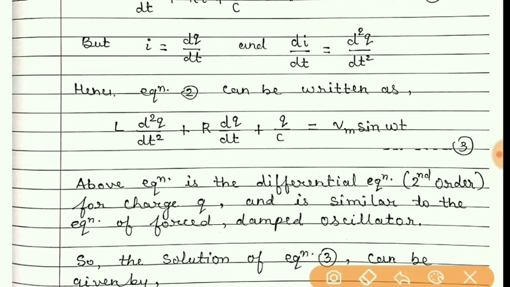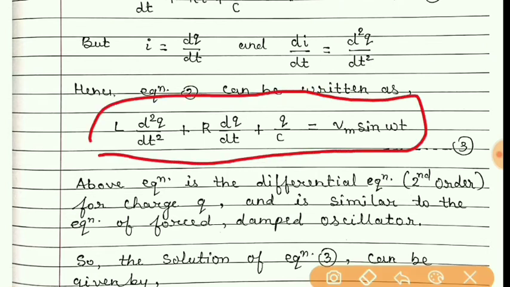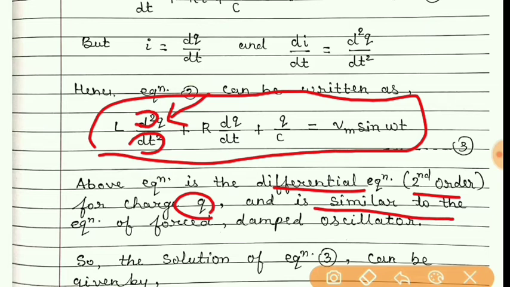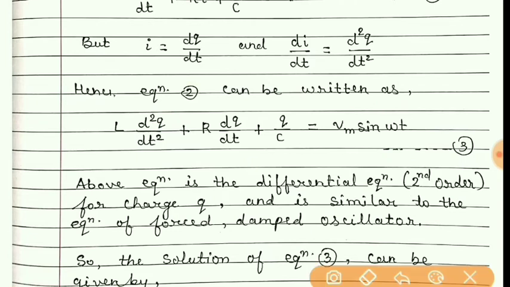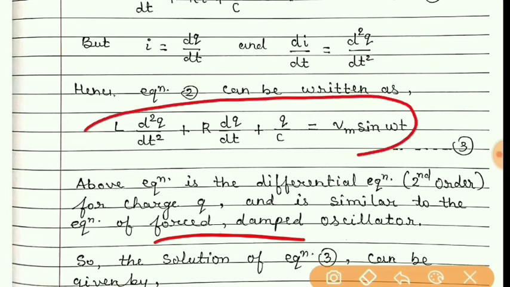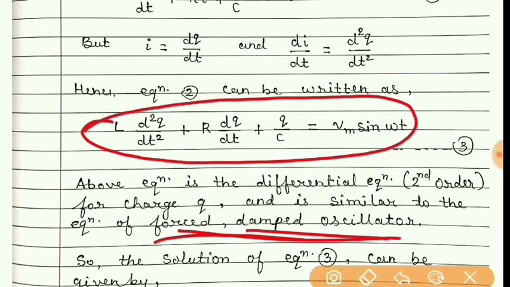Students, this equation is the second order differential equation of charge. Why is it second order? Because there is a d square q upon dt square term. So it is a second order differential equation of charge, and this equation is similar to the equation of a forced damped oscillator. In standard 11 we studied oscillation. In that there is an equation of damped oscillation as well as forced oscillation. So this equation resembles that equation of forced oscillation.